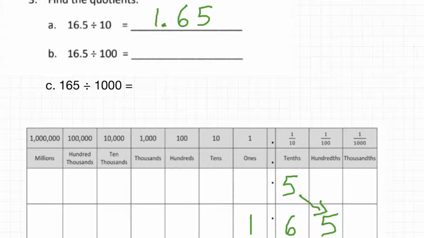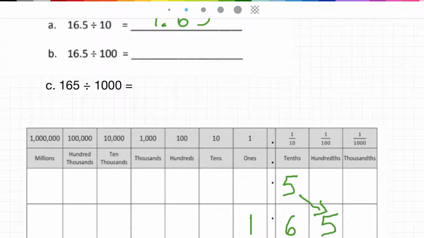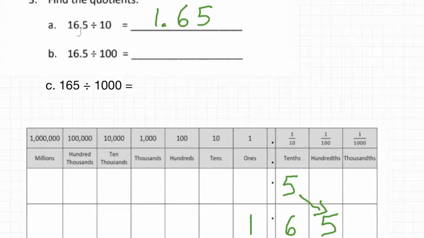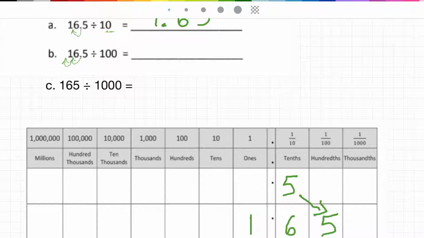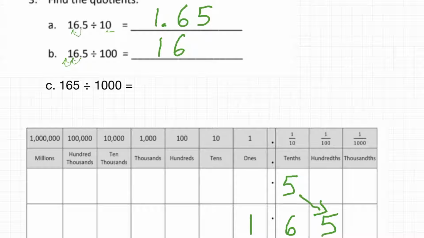Another easy way to think about it is that this decimal place is moving over here 1 space. Its decimal is moving over here 1 space to be over here. Why 1 space? Because there's 1 zero. Okay, so knowing that, we can also see that this goes over 2 spaces. So our answer is going to be the same digits, 1, 6, and 5, but now I'm going to put my decimal right here in front.